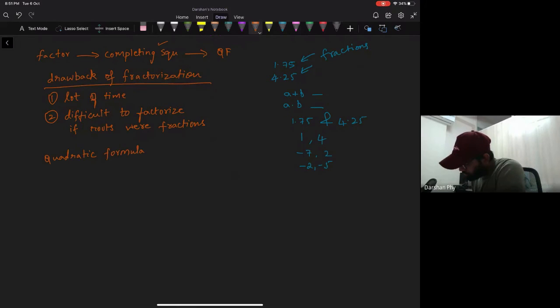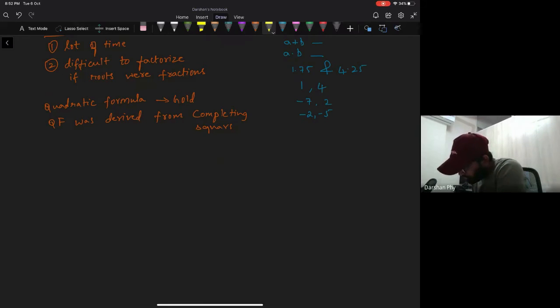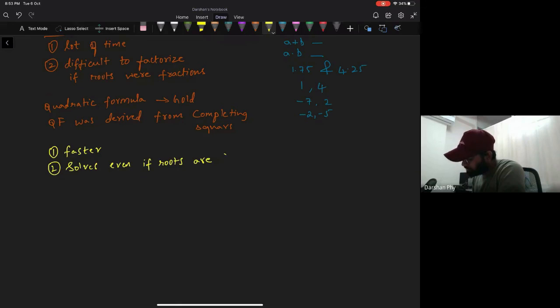The quadratic formula was the latest and it was the gold standard. It was derived from completing the square. Essentially, the advantages of the quadratic formula were: one, it was faster, it took less time, and second, it solves even if roots are fractions. Or we could say real numbers, or any complex numbers.